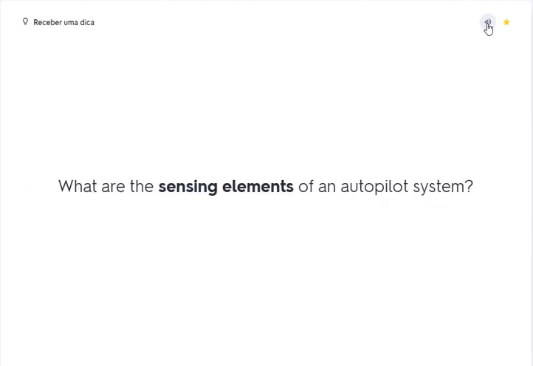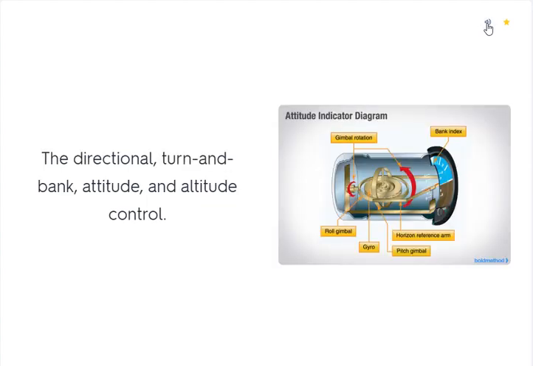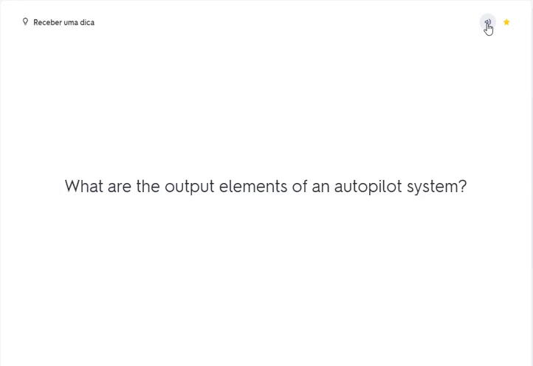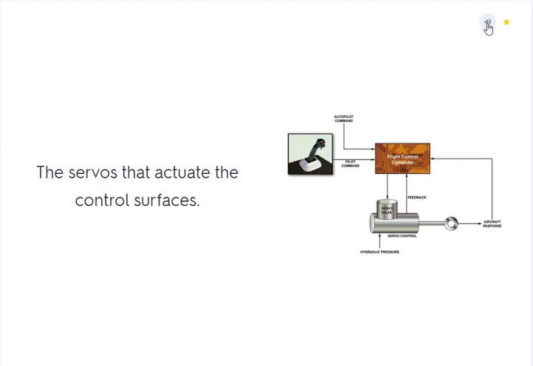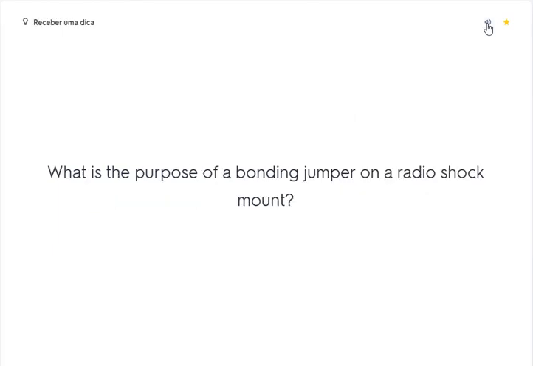What are the sensing elements of an autopilot system? The directional, turn and bank, attitude, and altitude control. What are the output elements of an autopilot system? The servos that actuate the control surfaces.